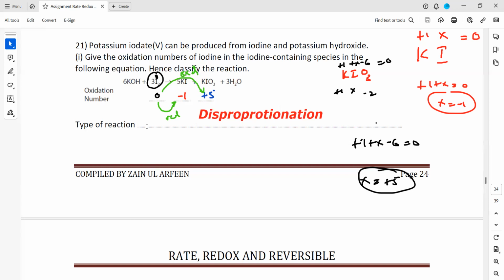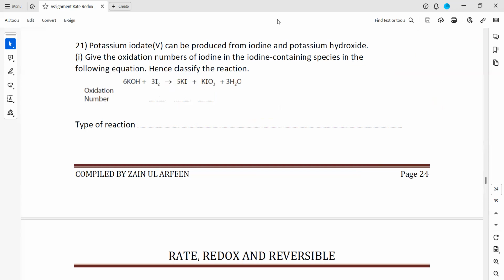Whenever the same element is oxidized and reduced, it is disproportionation, because usually in a simple redox reaction, one element is oxidized and the other one is reduced.